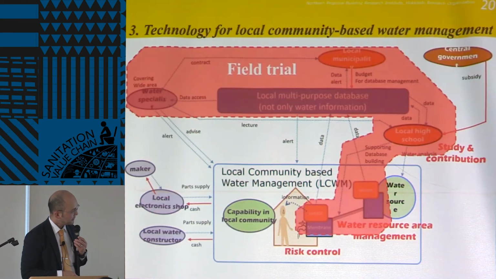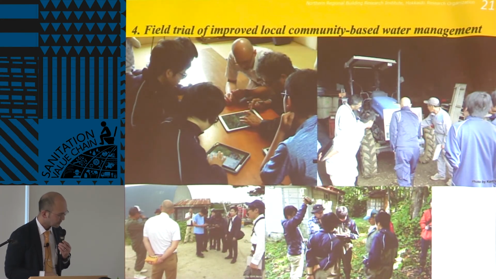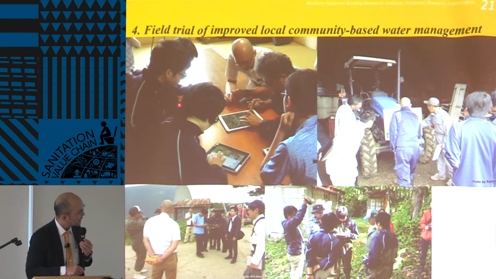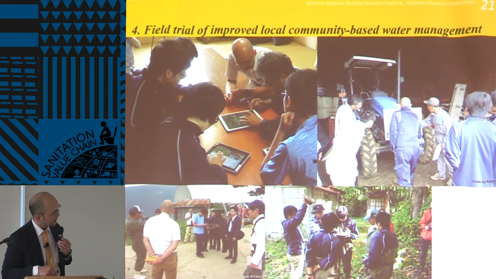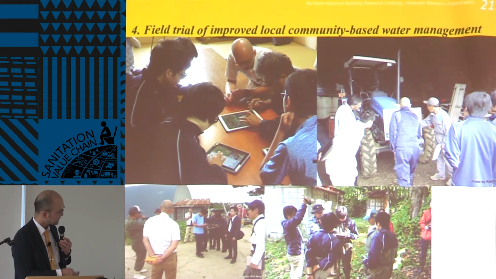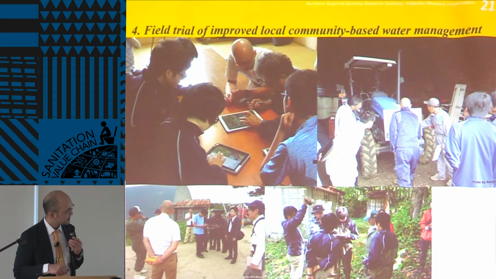Then we made a field trial, this part. So this is a picture. The high school students asked the water manager, an old person, and then they inputted the information. And also they visited the field and made interviews. Then finally they created this kind of GIS data.